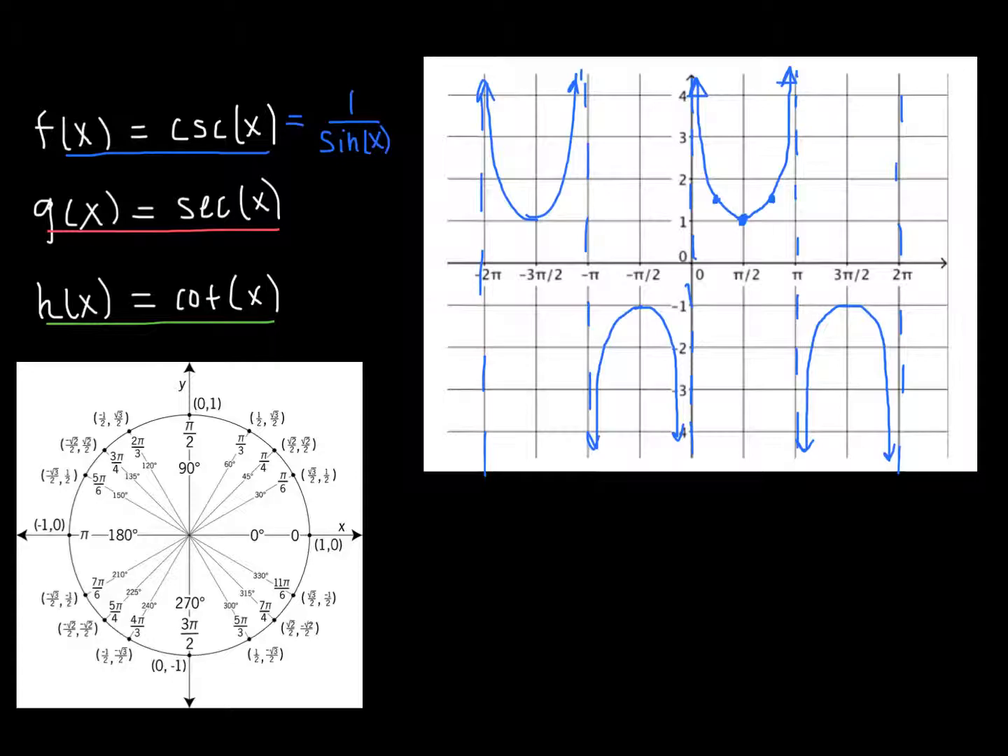Now that you have the basic idea, I would encourage you to try secant and cotangent again on your own. Secant should be pretty easy now, considering that secant is 1 over cosine. And so you can just march around your unit circle thinking about where that's defined, where the asymptotes might be, and what your graph will look like.